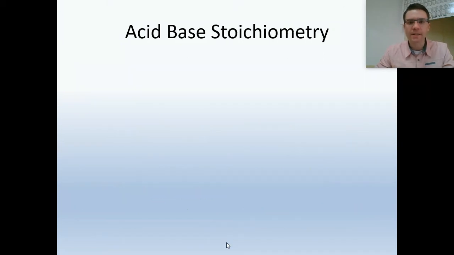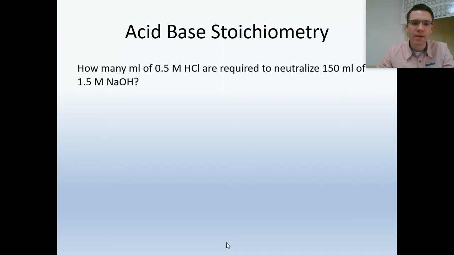So let's look at our acid-base stoichiometry. You're going to be using this to calculate your titration problems. So this is a good refresher, just to remind you how we do stoichiometry. How many milliliters, see if you can answer this question, of 0.5 molar HCl are required to neutralize 150 milliliters of 1.5 molar sodium hydroxide?